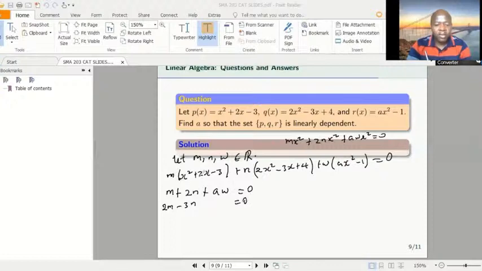Then finally the constants are negative 3m, then I have 4n, then I have negative w, equals 0. Now reduce this to echelon form. The first equation remains where it is.